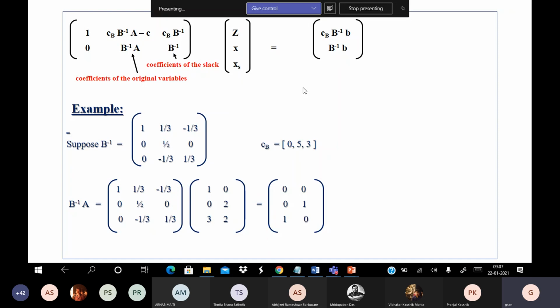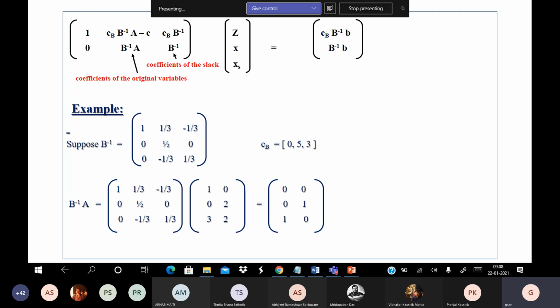So what are the quantities that will change from one iteration to another? Because we know small c, capital A and small b are all given. You cannot change them, right? So what is it that is changing from one iteration to another? CB and B inverse. CB and B inverse, very good. So these two are the variables basically in this representation.